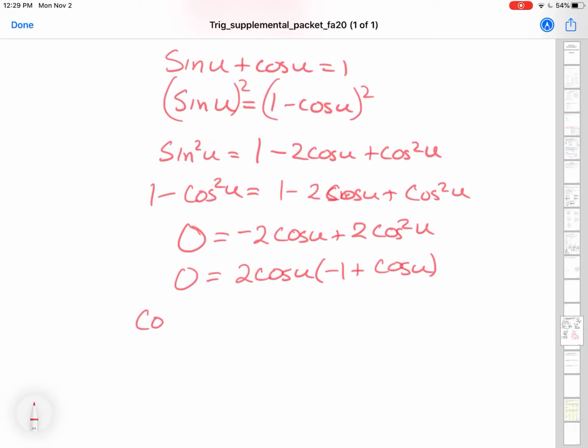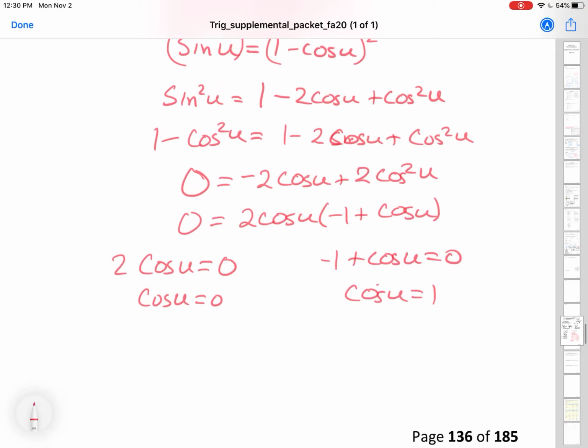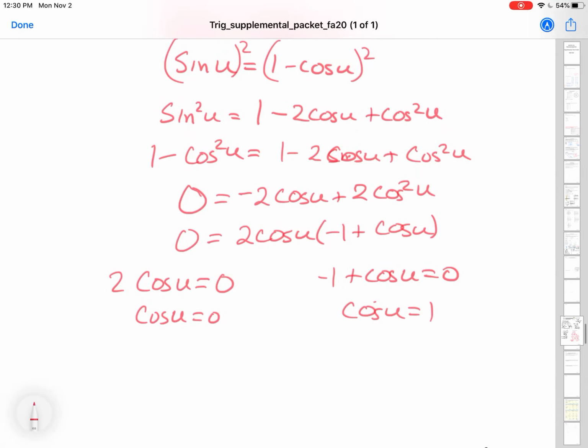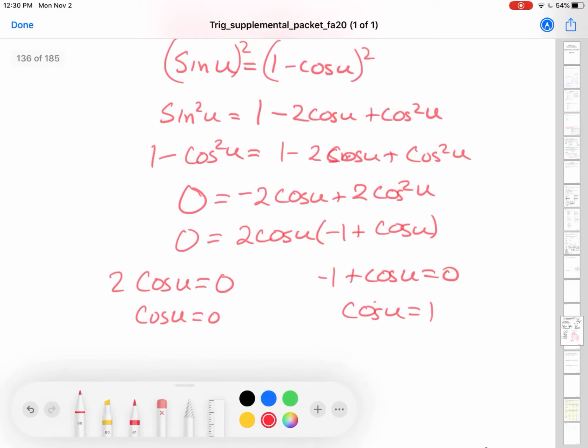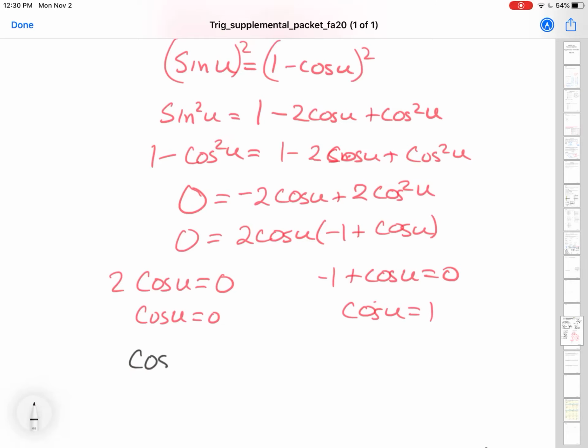That means part of our solutions come from when cosine u, let me put the 2 cosine u so you don't wonder where that went, equals 0. And the other one comes from negative 1 plus cosine u is equal to 0. So if I go back to the first one, that's when cosine u is equal to 0. And if I solve for cosine u here, it's equal to 1. Awesome. Well, remember what u was. U was x over 2, right? So I'm wanting to solve the equation. Let me go back to black. Now we'll go back to the original. That means I need cosine of x over 2 to be equal to 0, or cosine of x over 2 to be equal to 1.